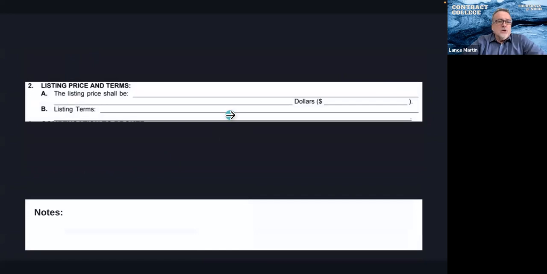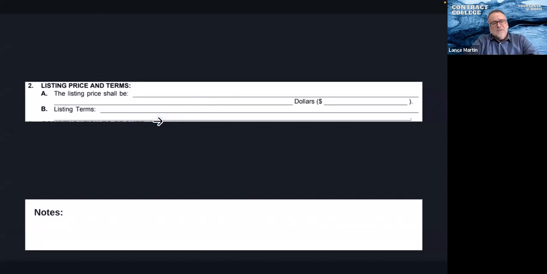Okay, listing price and terms. So here it goes, I'm going to list this for $895,000. You'll write it out here. It's very simple when you go into Zip Forms. You basically type the number in and it will write out the words. Pretty simple, straightforward stuff.